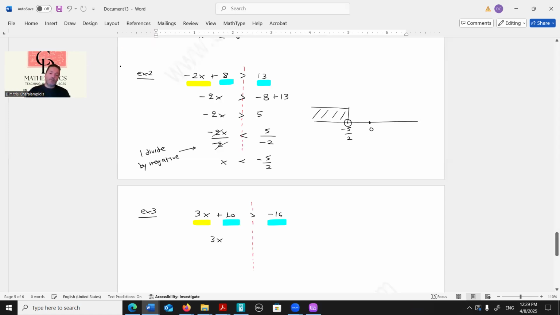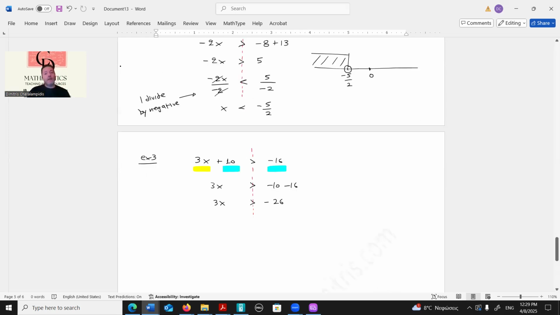3x was already there, so it remains like that. Minus 10, minus 16. So 3x is greater than minus 26. And then I need to divide both sides by 3. So negative 26 over 3. These are simplified. X is greater than minus 26 thirds.